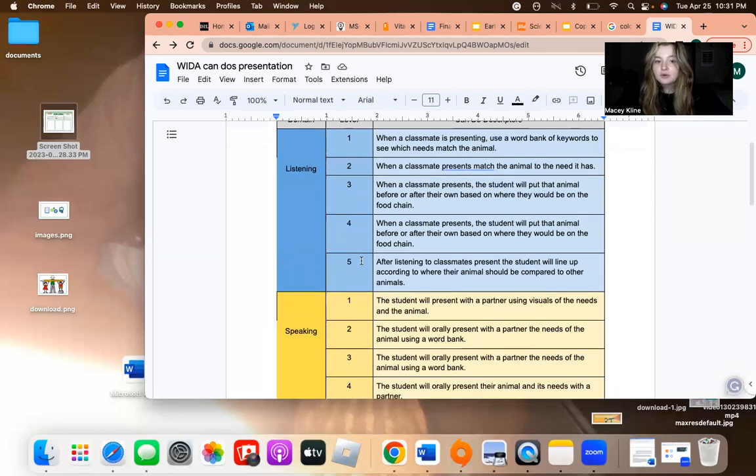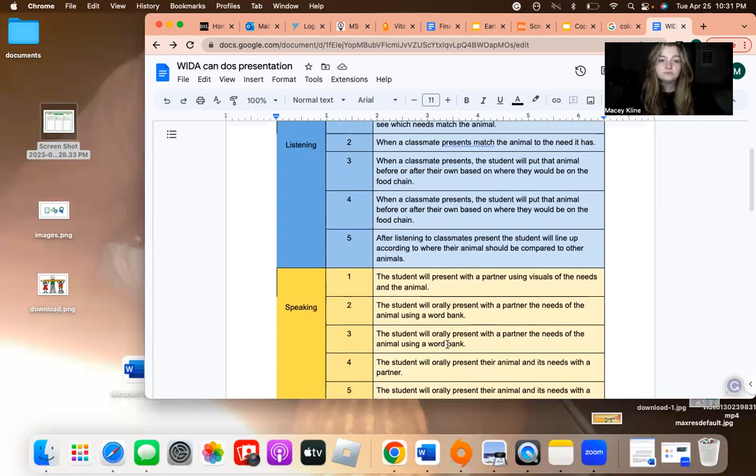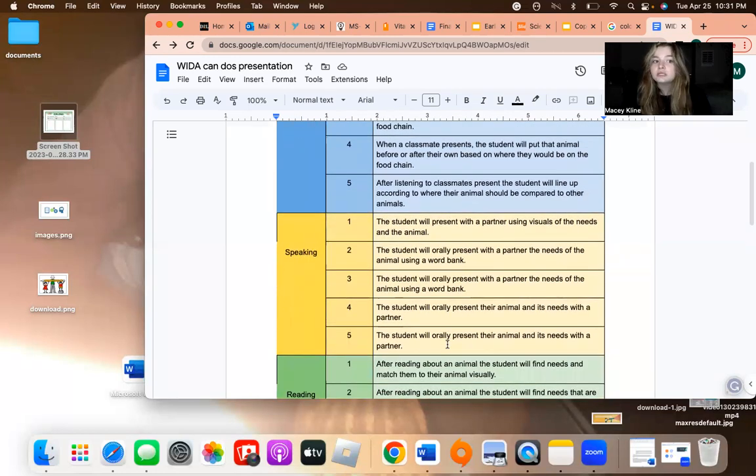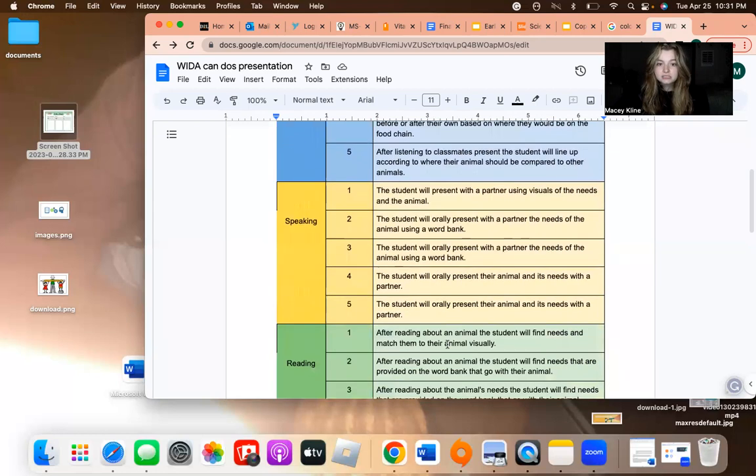I think I lost sight of it a little bit, but I mainly focused on them knowing where possibly the animal could be on the food chain, or what needs each animal needs. I figured that would show that they're listening to their peers. If they can tell me what their peers are talking about, that shows me they're listening, because these presentations aren't crazy big. I'm having the students present their animal and the main things it needs, whatever they found in their research. So that's listening.